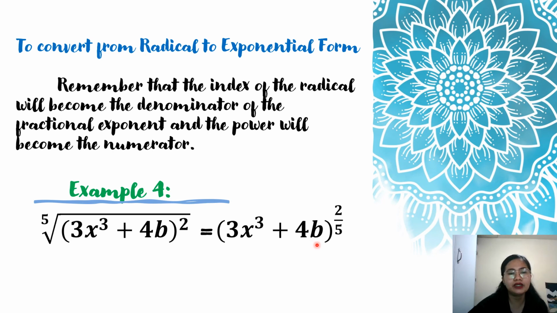And then, yung index natin, ito po, index, which is 5. Ayan po yung magiging denominator ng ating fractional exponent. And then yung power dito, which is 2, ayan naman po yung magiging numerator ng ating fractional exponent. So from this radical form, so fifth root of quantity 3x cubed plus 4b squared is equal to quantity 3x cubed plus 4b raised to 2/5.